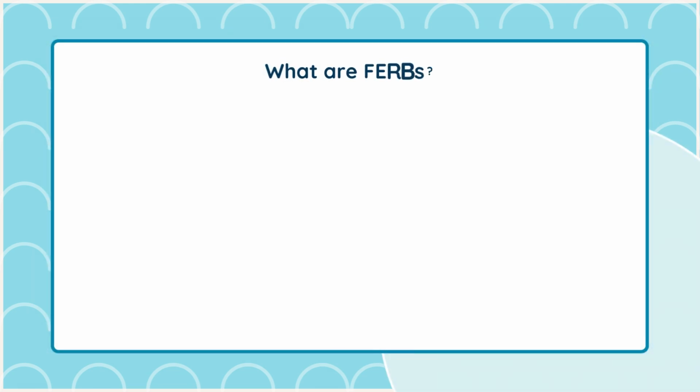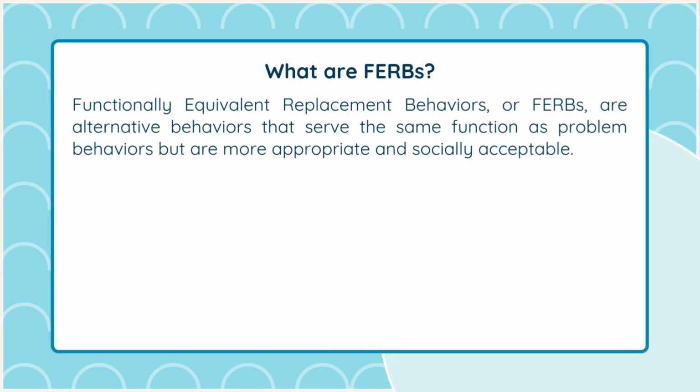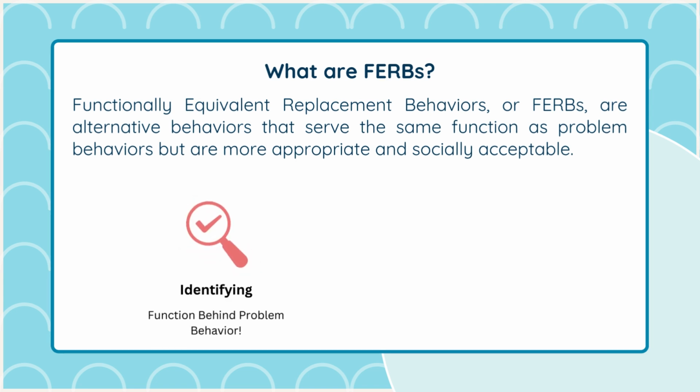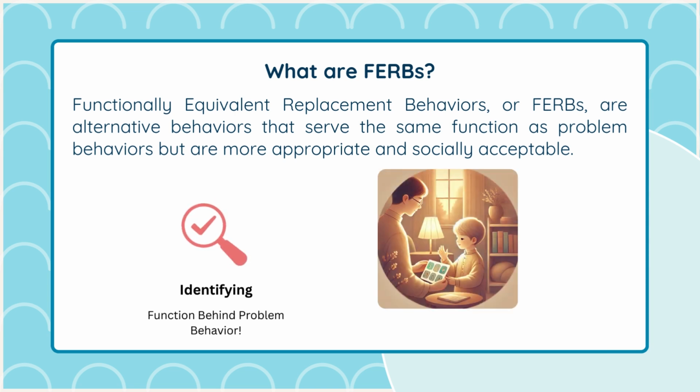What are FERBs? Functionally Equivalent Replacement Behaviors, or FERBs, are alternative behaviors that serve the same function as problem behaviors, but are more appropriate and socially acceptable. The key to FERBs is identifying the function of the problem behavior and then teaching a replacement behavior that meets the same need.